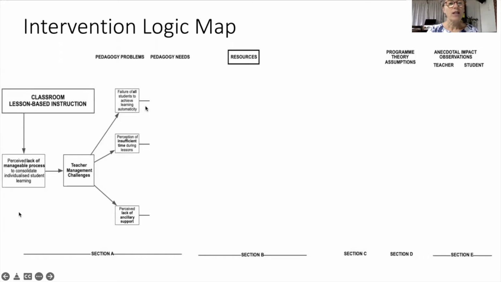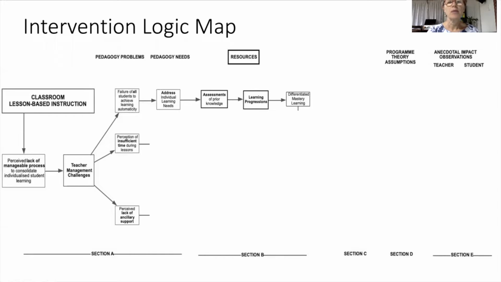So first of all, a failure of students to achieve learning automaticity is based on the need to address their individual needs and their prior knowledge. So I needed to know where to start the process of assisting them to consolidate learning from their point of need. So that included learning progressions, assessments of classroom learning, and all of this would be benefited by a differentiated mastery learning process. So they were only proceeding through to the next level of their learning after they had mastered it. The second problem was an insufficient time during lessons.